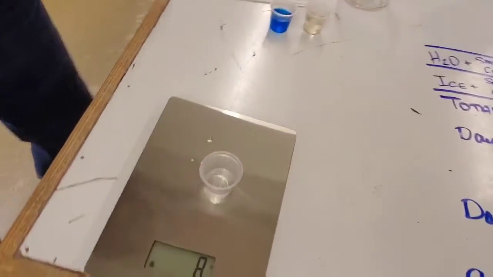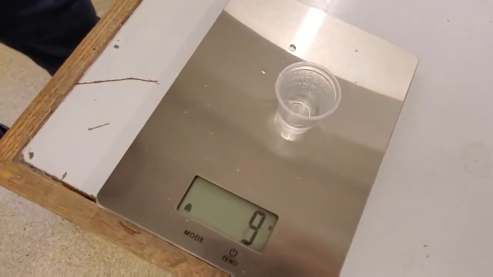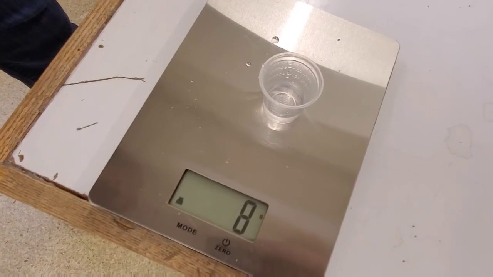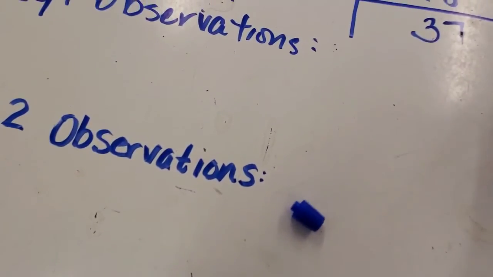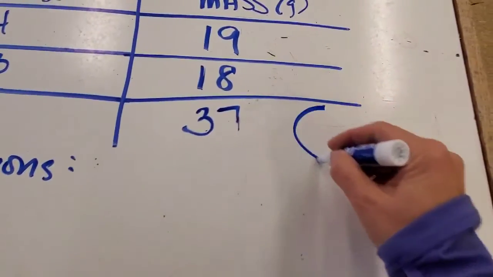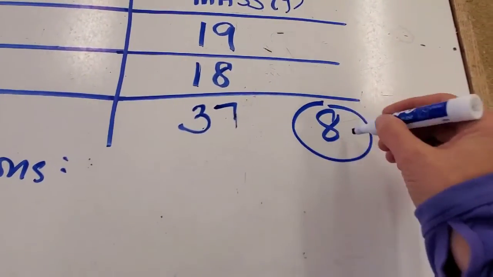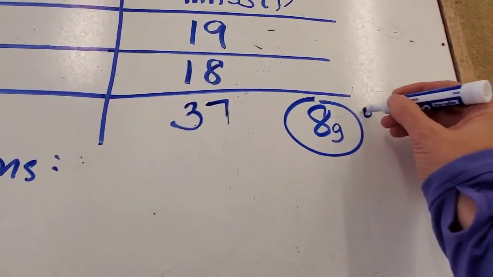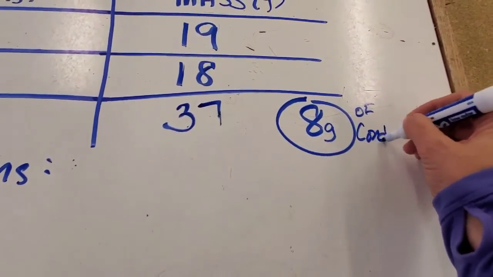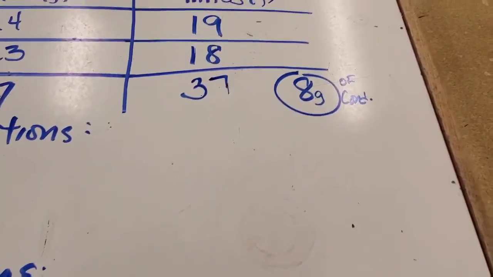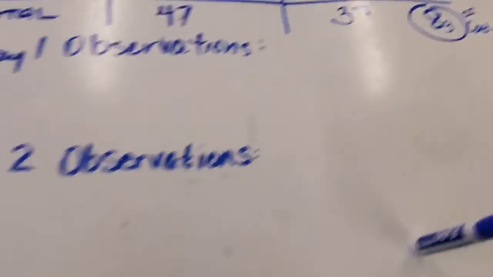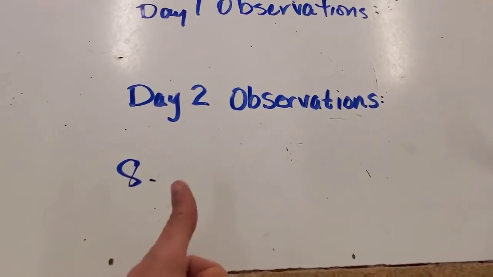Okay, so do note that there's still a little left in that tub, but we're at almost 9. Almost 9, but it stops at 8, so we'll put 8. So, interesting. I'm going to put up here 8 grams of condensation. That should lead into some of what you're going to answer for number 8.